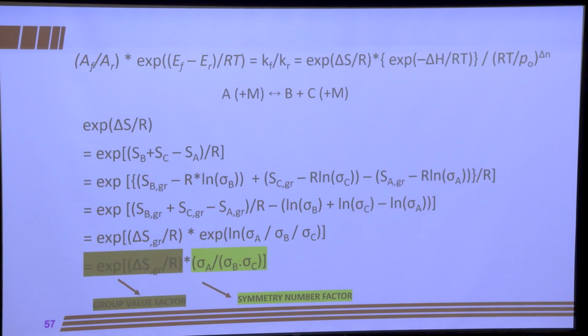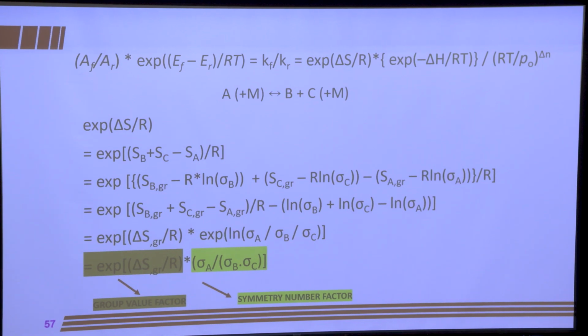Here's one that I'm going to come back to later in the week. I'm not sure if it's tomorrow, probably Thursday, right? But I'll talk about it now. So we have this equation here. And let's say we have this reaction, A plus M gives B plus C plus N. So let's look at the frequency factor. The frequency factor, A forward over A reverse, depends on the exponent of delta S over R.